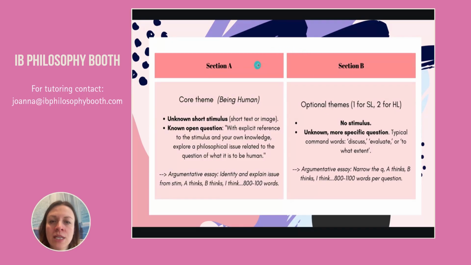Okay, a little bit more detail. You've got two sections: Section A and Section B. Section A is about the core theme. Everybody needs to answer one question from the core theme. You've got a choice of 2 questions. You need to pick one of them. In this question, you're always going to have an unseen short stimulus, which will be a short text or an image, and you're always going to have this unseen and fairly open question.